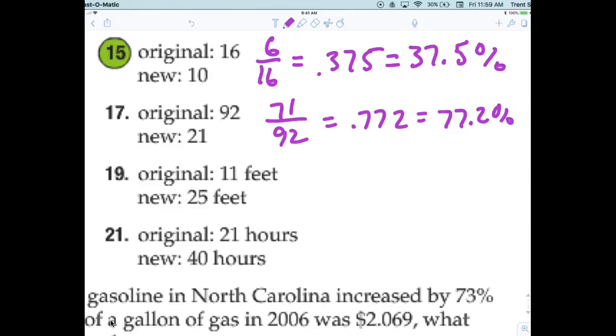I got 77.8. Come on, guys. Everybody do 71 divided by 92. I'm just asking you again. Trust me, that's not too much to ask. Type it on your calculator, 71 divided by 92. That's 77.2. Is that 77.2%? Everybody can verify. All right, now I'm on number 19.